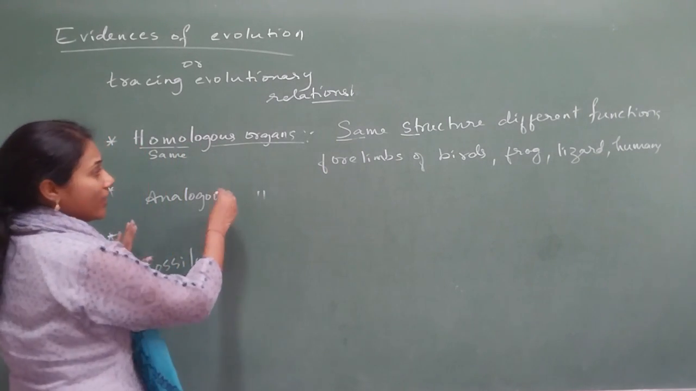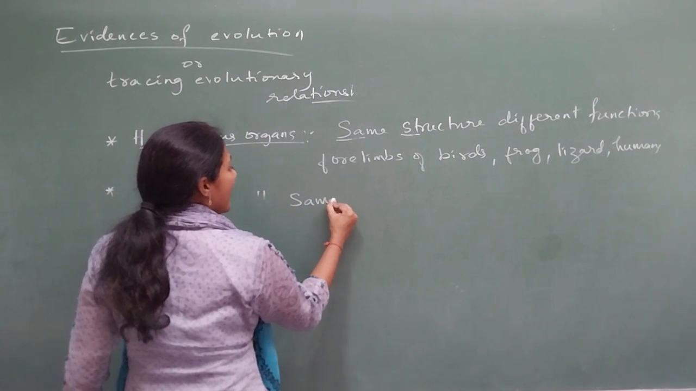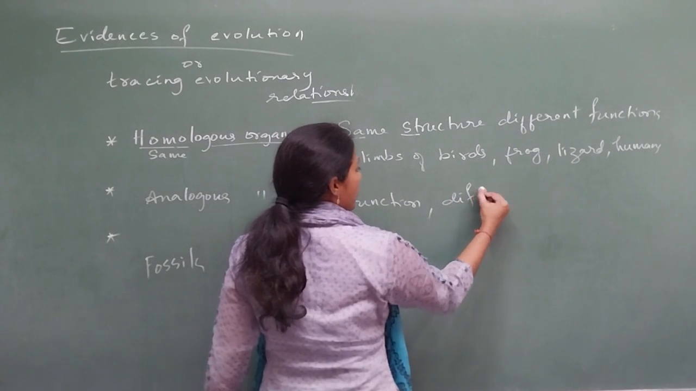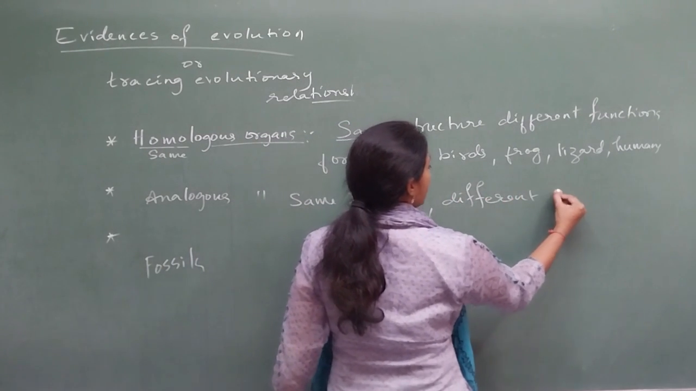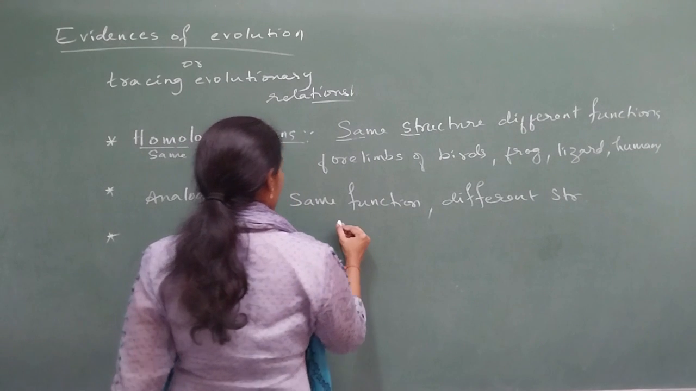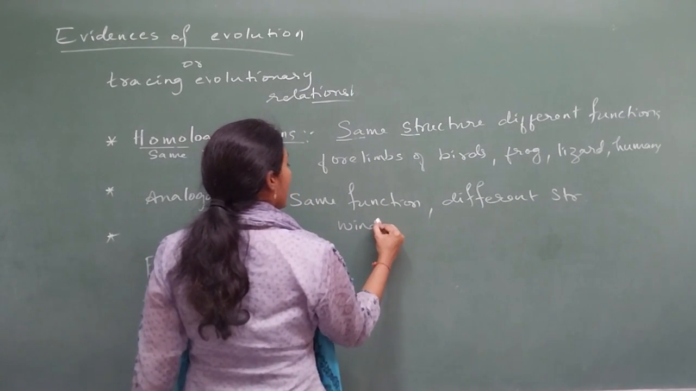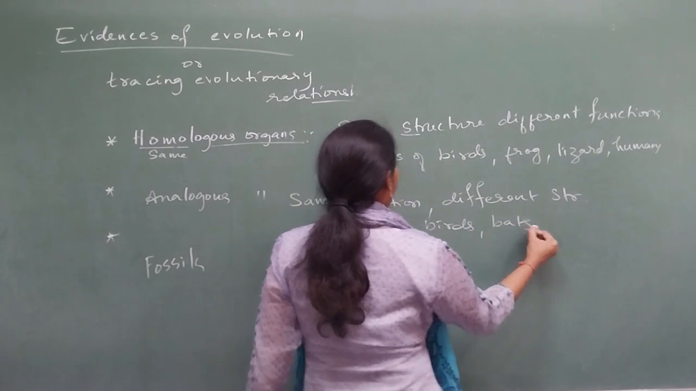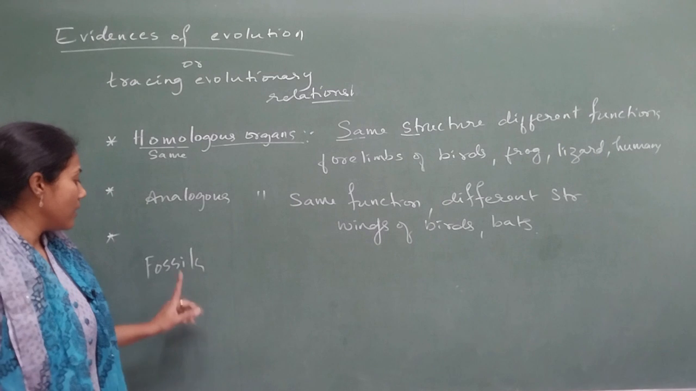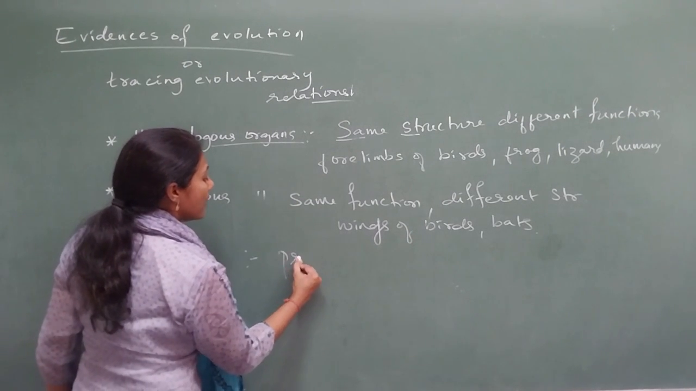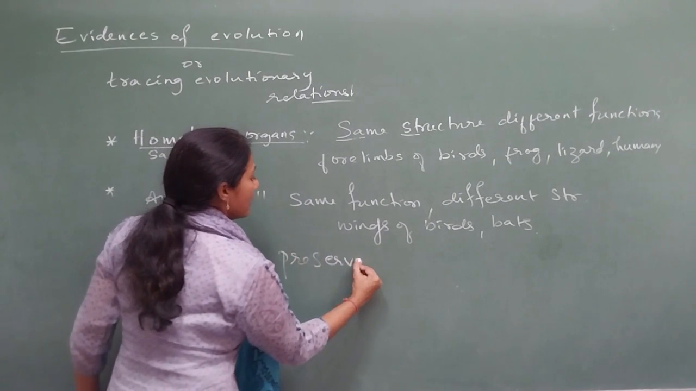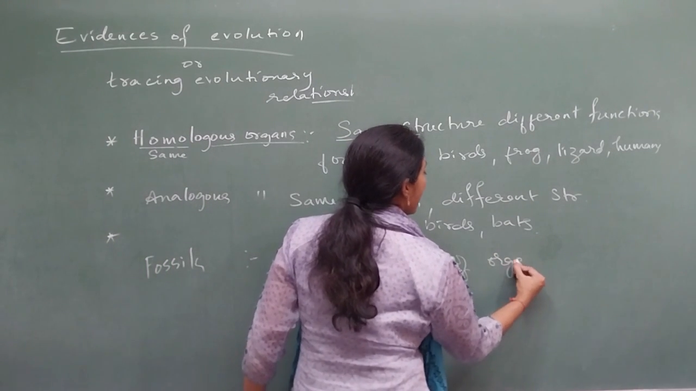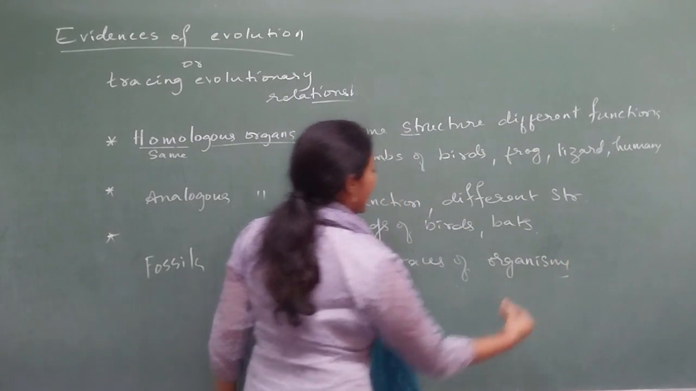Fine. Analogous is the opposite. Here the function is the same, but the structural origin is different. So that is an analogous organ. Here the wings of birds and bats are examples of analogous organs. Now fossils. Fossils are what? Preserved traces of organisms. Dead and decayed organisms are called fossils.